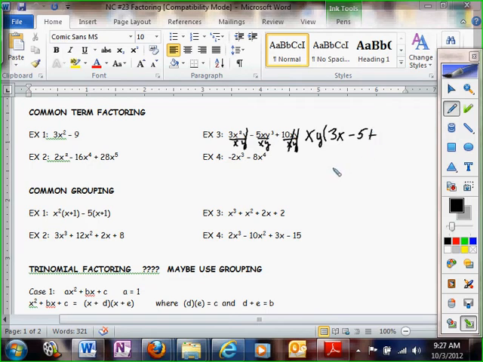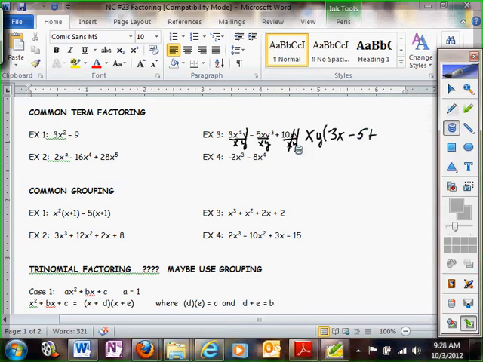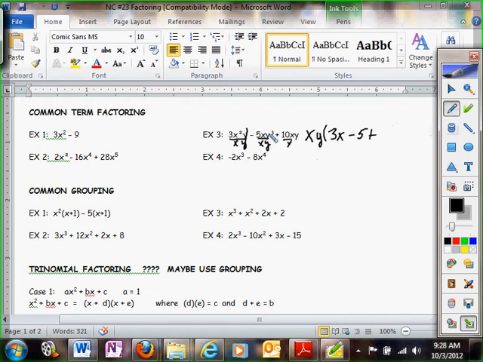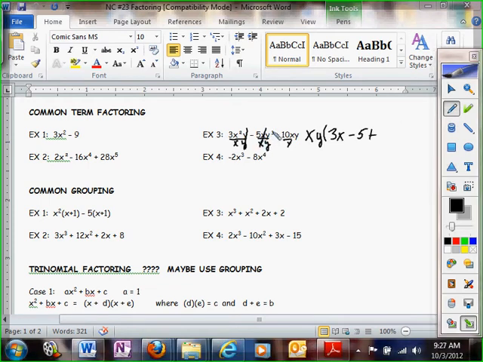Plus, no, I canceled the wrong one. Sorry, let me go back. And then I have the x cancels, but I have 3 minus 1 is 2, so that's going to be a y squared. Then I have plus 10, and then dividing by xy, here they both cancel, and I'm just left with 10, and that is my answer. Just factoring out that common term.